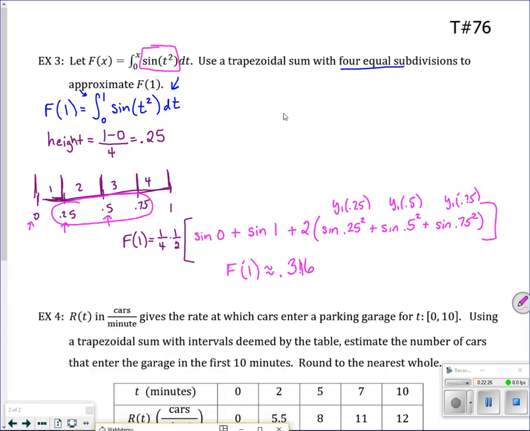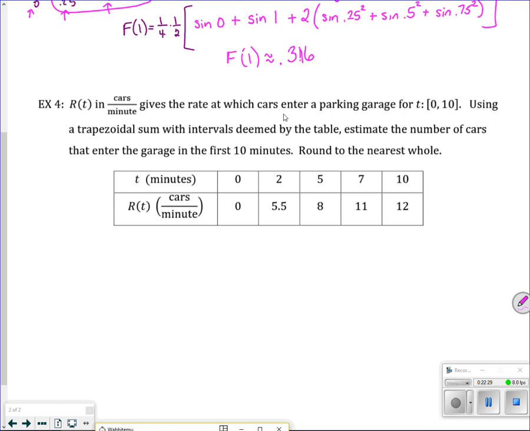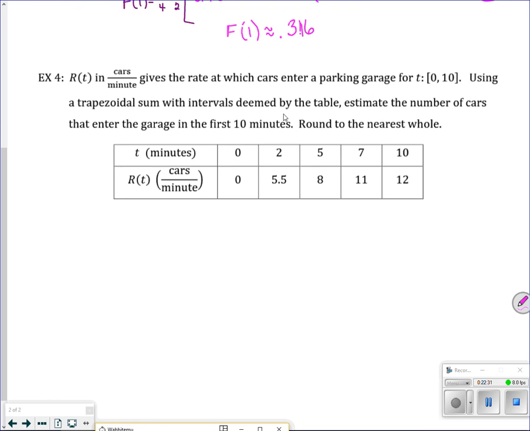All right, last one. R of t, in cars per minute, gives the rate at which cars enter a parking garage from 0 to 10 minutes. Using a trapezoidal sum with intervals defined by the table, estimate the number of cars that enter the garage in the first 10 minutes. Round to the nearest whole. Okay, such a great problem. So many things to point out. First of all, you have to understand, okay, well, what am I doing? It doesn't tell you.